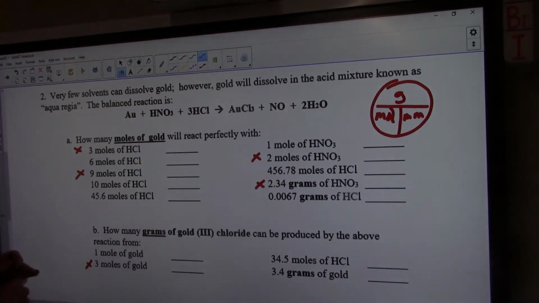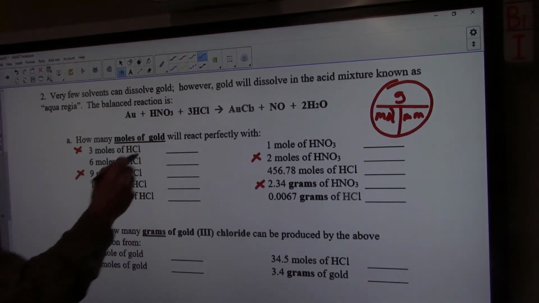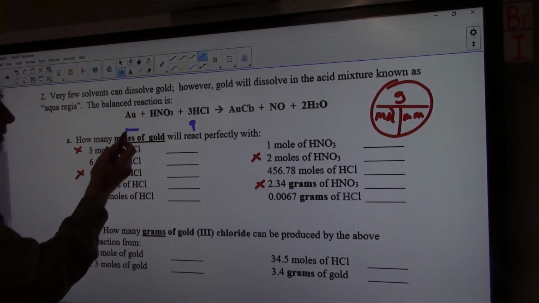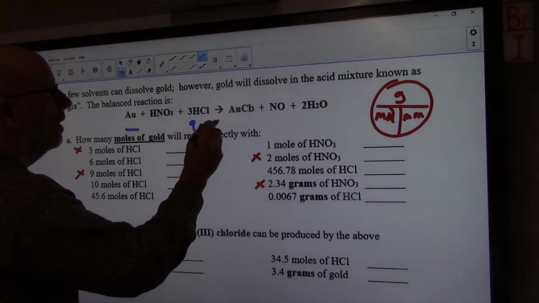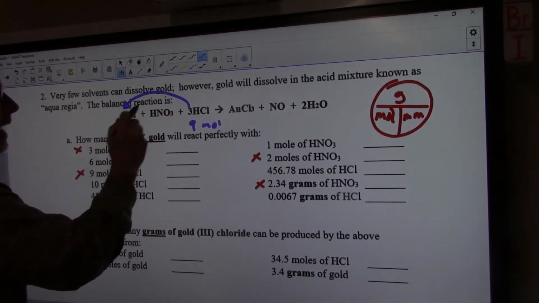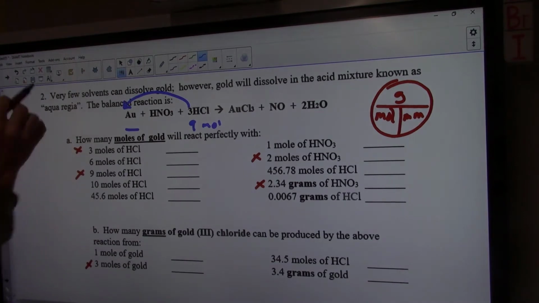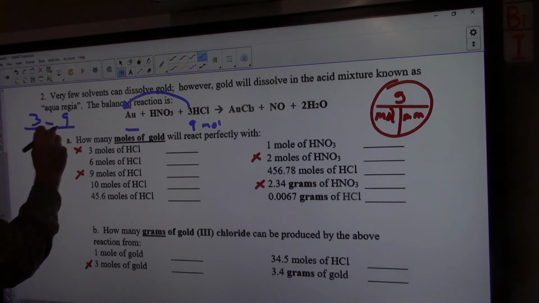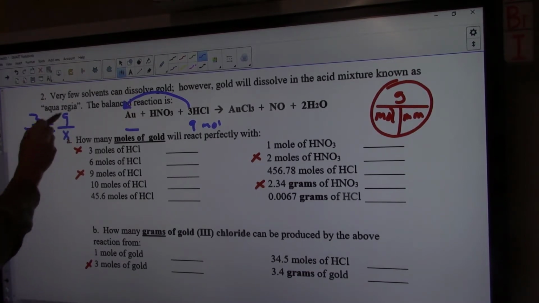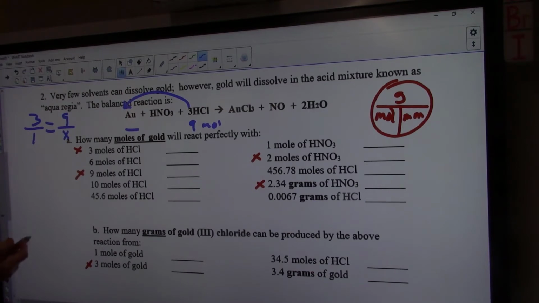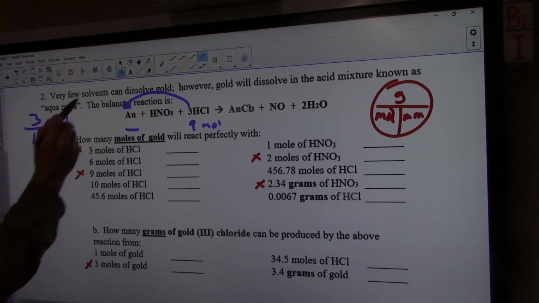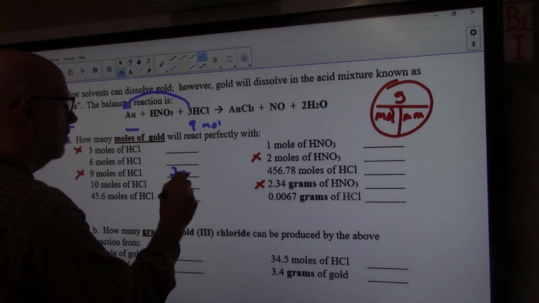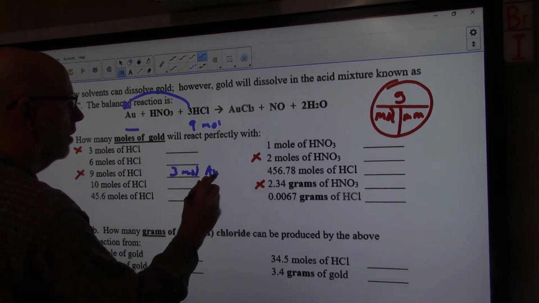Let's do this problem down here. What if I had 9 moles of HCl? The question says how many moles of gold will I get? So I say 3 is to 1 as 9 is to, let's see, that's pretty tough. I better write it down. 3 is to 1 as 9 is to x. Cross multiply, 3x equals 9. Divide both sides by 3, and my answer is 3. So 3 is to 1 as 9 is to 3. So my answer is 3 moles of gold will react.